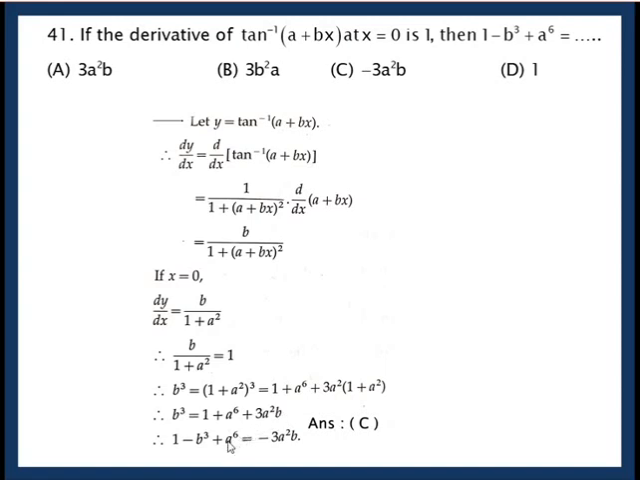Rearrange the terms to get value of this expression as what? Minus 3a square b. So the correct option is C, Calcutta.